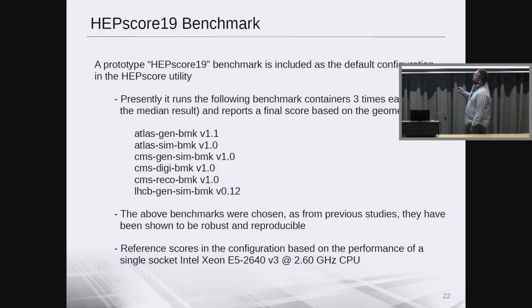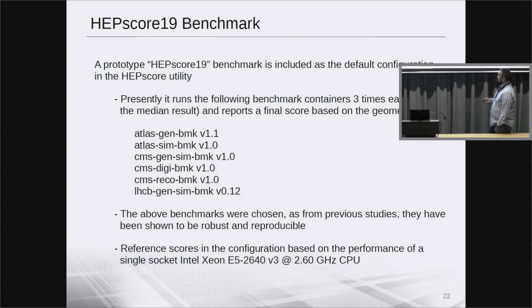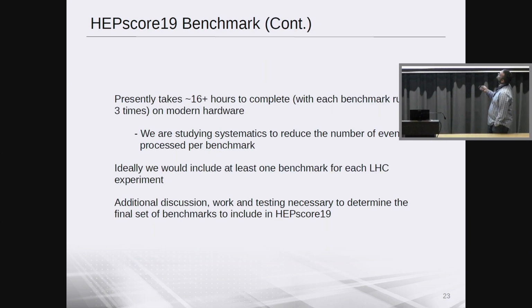So as I mentioned earlier, a prototype HEPscore 19 benchmark is included as the default configuration of this utility. At the moment, it consists of 2 benchmarks from Atlas, 3 from CMS, and 1 from LHCb. We chose these from previous studies; we've shown them to be very robust and reproducible. At the moment, the reference scores we're using in the config are based on a Haswell system. I think we probably want to find something a bit older, because that will basically be the one score. So it needs to be fairly old, I would say.